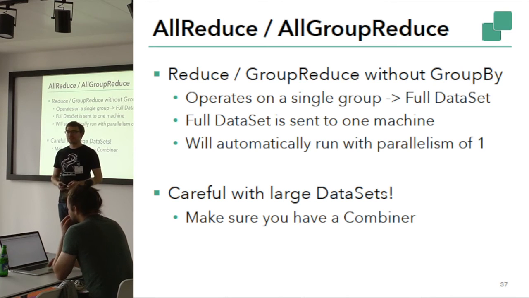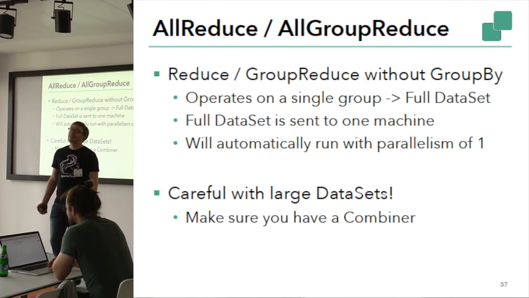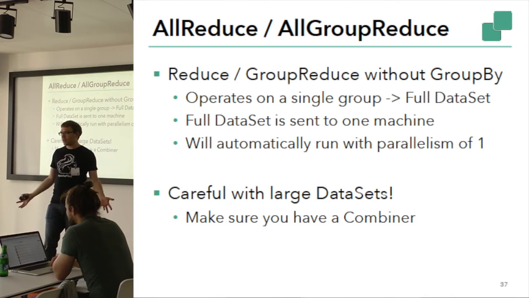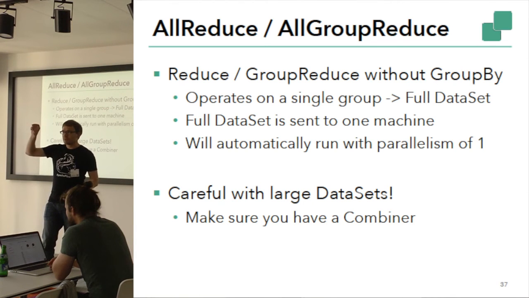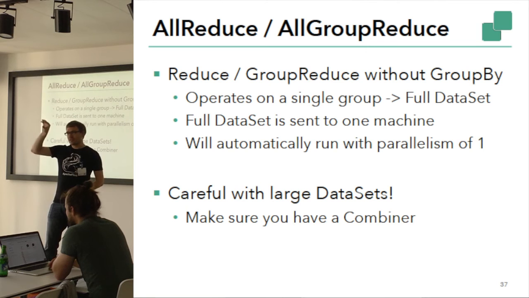This has a few nasty implications, namely all data is sent to one machine, and everything will run with a parallelism of 1, right? So this can be fairly inefficient unless you use a combiner. If you know what you're doing, you can use a combiner, do the pre-aggregations locally, and reduce the data which is sent to one machine, and more importantly, the work that needs to be done by this one poor single thread, right?